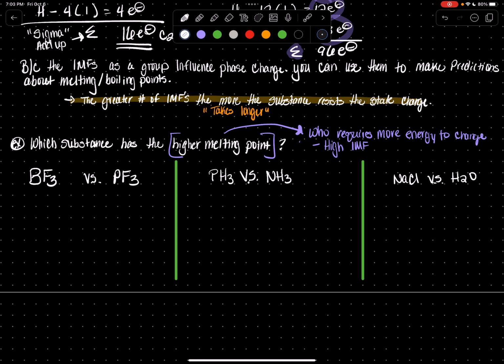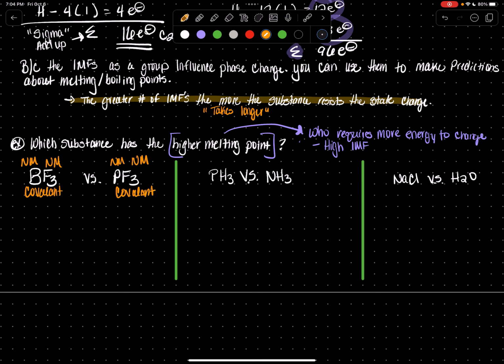So run with me. I'm looking at between these two molecules right here. Boron trifluoride and phosphorus trifluoride. All right. Boron trifluoride, I see a nonmetal. I see a nonmetal. I'm going to make that a little better for y'all. And a nonmetal, so I know I'm dealing with a covalent compound. And I see phosphorus here, which is a nonmetal, and fluorine's a nonmetal. I'm dealing with another covalent compound.